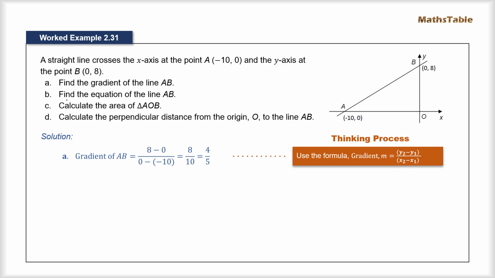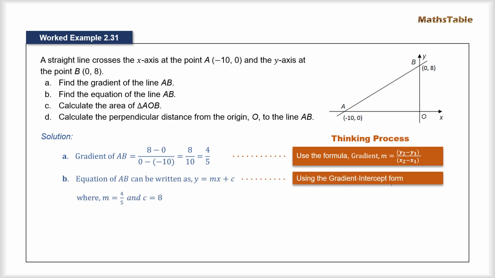In the second part, we are required to find the equation of this line AB. Now, as we have already calculated the gradient, we can use the gradient-intercept form, which is y is equal to mx plus c. Here, m is 4 over 5, and c, which is the y-intercept of the line, is clearly shown in the diagram, which is 8. So substituting the required values in their respective places, we finally get y is equal to 4 over 5 x plus 8. Or if we further simplify it, we can get 5y minus 4x minus 40 equal to 0. So this is how we find the equation of line AB.